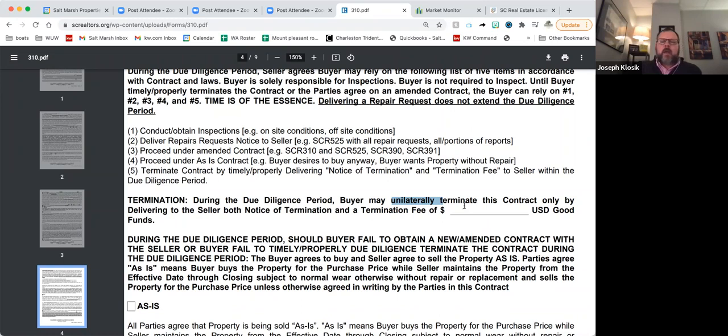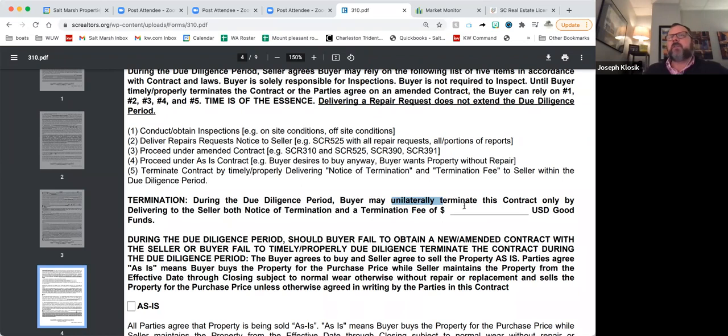Now, if you do have a fee in here, when you send that notice of termination, you technically send the notice of termination, which is a form within itself. I'll make sure I make a list of the forms that we need to go see at the end of this. The notice of termination itself, which then would be accompanied by a check written for this amount.